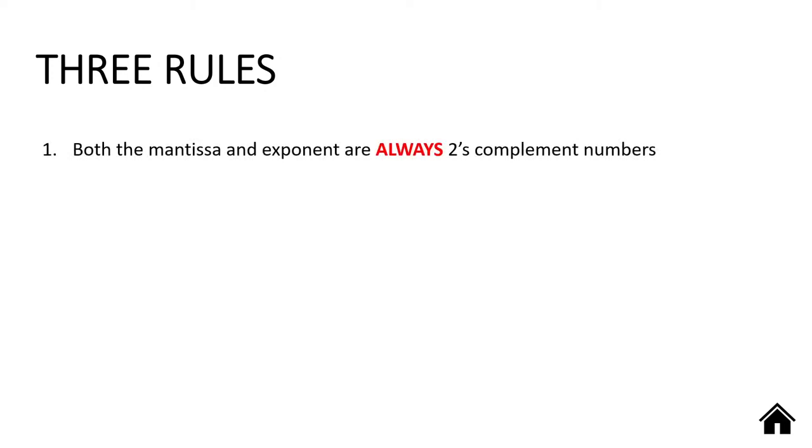Now, stick to these rules, people. Both the mantissa and exponent are always two's complement numbers. Always. If I said to you, the exponent is represented using 4 bits, it would be 1, 2, 4, and negative 8. That is 2's complement, 4 bits there. You could represent whatever numbers you wanted to. If you wanted to represent 6 in there, you just put 0, 1, 1, 0, like that. That represents 6, doesn't it?